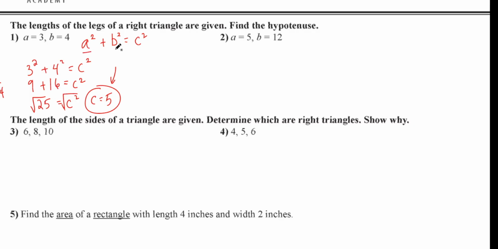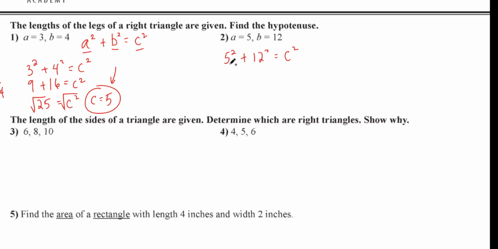Again, we're putting it into this right here. So a squared, that's 5 squared. Girls, I just hear mumbling. Stop. Let's pay attention. 5 squared plus 12 squared equals what? C squared, just like we did right here. It's the same exact style of problem.